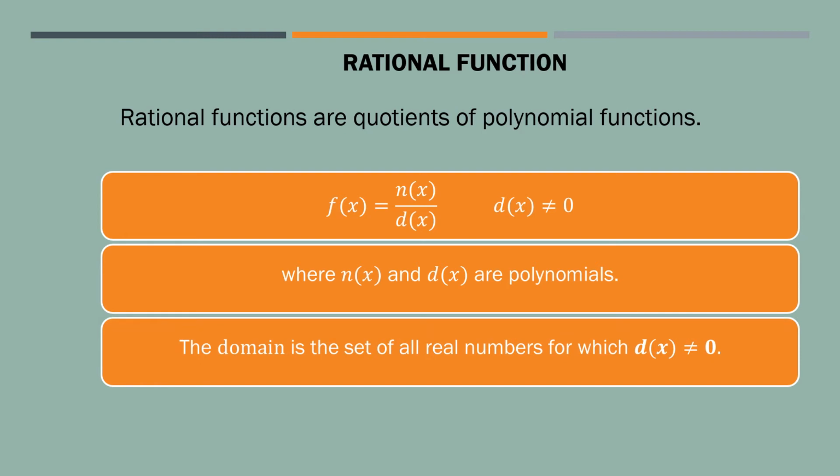In order to find the domain of a rational function, we take all the real numbers where the denominator is not equal to 0. So the domain is the set of all real numbers for which the denominator is not equal to 0.